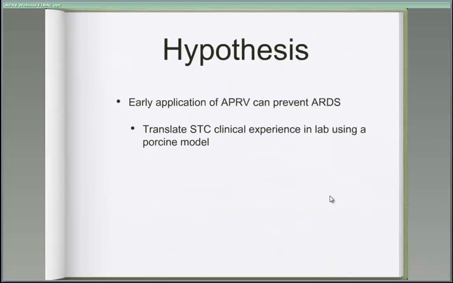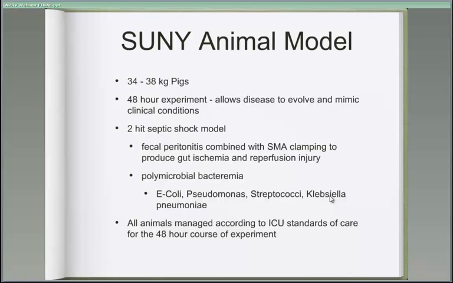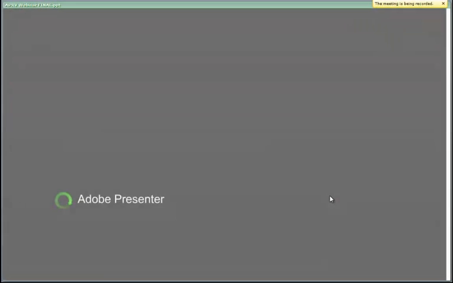So the question is, can we extract more information? And this has led us to taking this hypothesis to the lab and using a large animal model to translate the shock trauma clinical experience. And this is where we have collaborated with Gary Neiman, which of course is a fantastic lab. And here's a brief summary of the model. So it's a large animal model, as I mentioned.